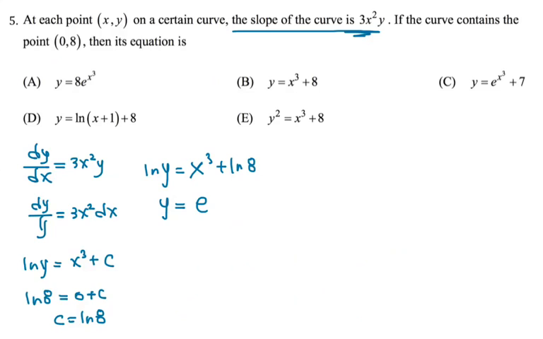When you raise both sides as an exponent of e, then we get y equals e to the x to the third power plus ln of 8. Now, when you have addition in the exponent, it can come out as a product on the base of e. So we get e to the ln of 8, but e to the ln of 8 is simply equal to 8. So we get 8 times e to the x cubed. So that's basically what we end up getting, which is choice A.